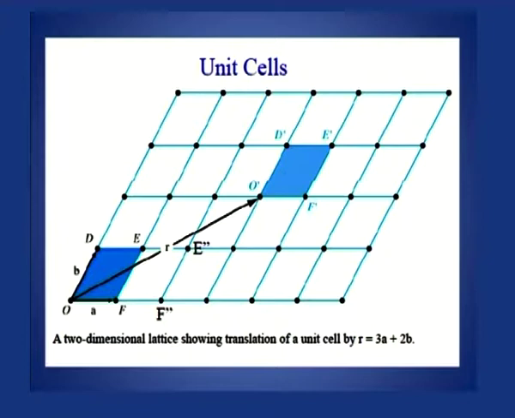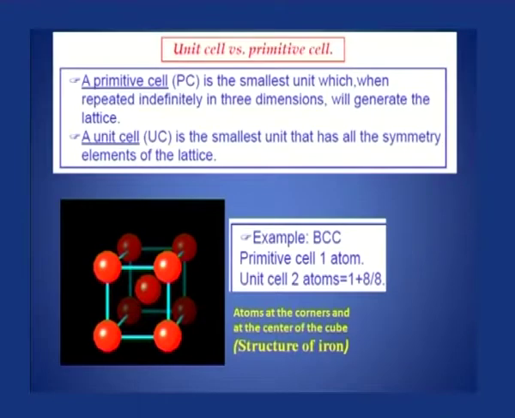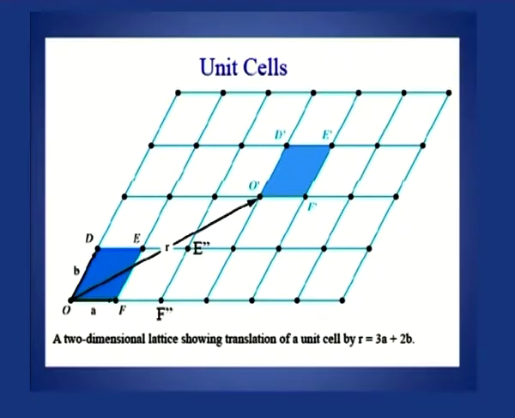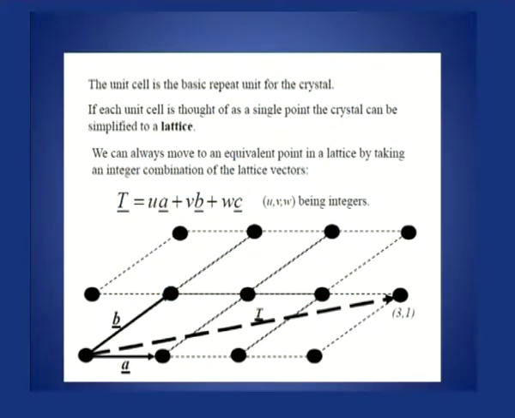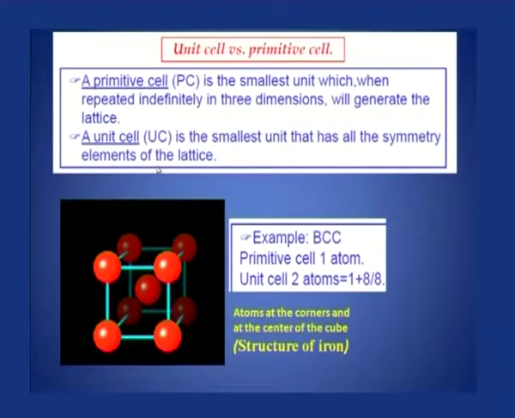I will come to the story of bricks later, but now what is the difference between a primitive cell and a unit cell? A primitive cell is the smallest unit cell which, when repeated indefinitely in 3 dimensions, will generate the entire lattice. The entire lattice can be obtained by translating the primitive cell, whereas a compound unit cell is one in which there will be lattice points even at the center. You can have a lattice point at the center, it is called a compound unit cell, right. You have more than one lattice point.